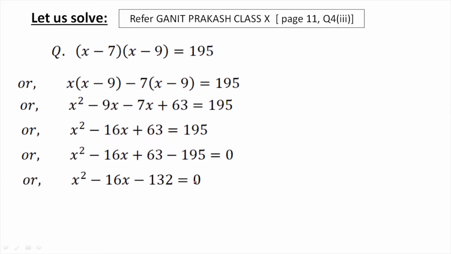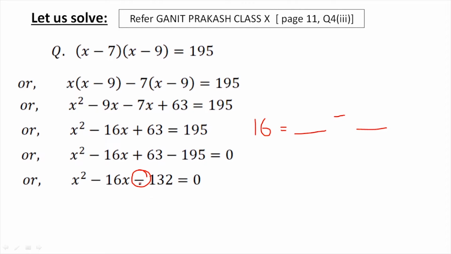So now we will break the middle term. As we see, the middle term here is 16, so 16 must be divided into two parts, such that when you subtract them, we should get 16. Why subtraction? Because of this minus sign here.